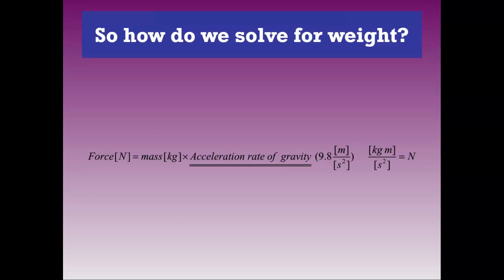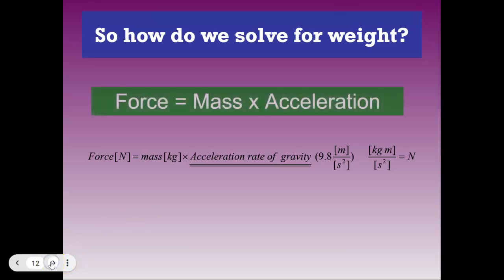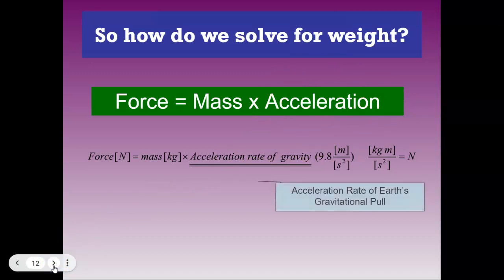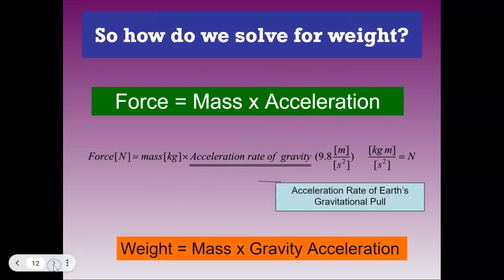Now, if you have a problem where you're on the moon or on Jupiter or something like that, the problem will have to tell you the gravity. But if you're on Earth, we're always assuming that the acceleration rate of gravity is 9.8 meters per second squared. Force is equal to mass times acceleration, where acceleration is the force of gravity, which is 9.8 meters per second squared. So that means your weight, which is the force, is equal to your mass times your gravity acceleration.